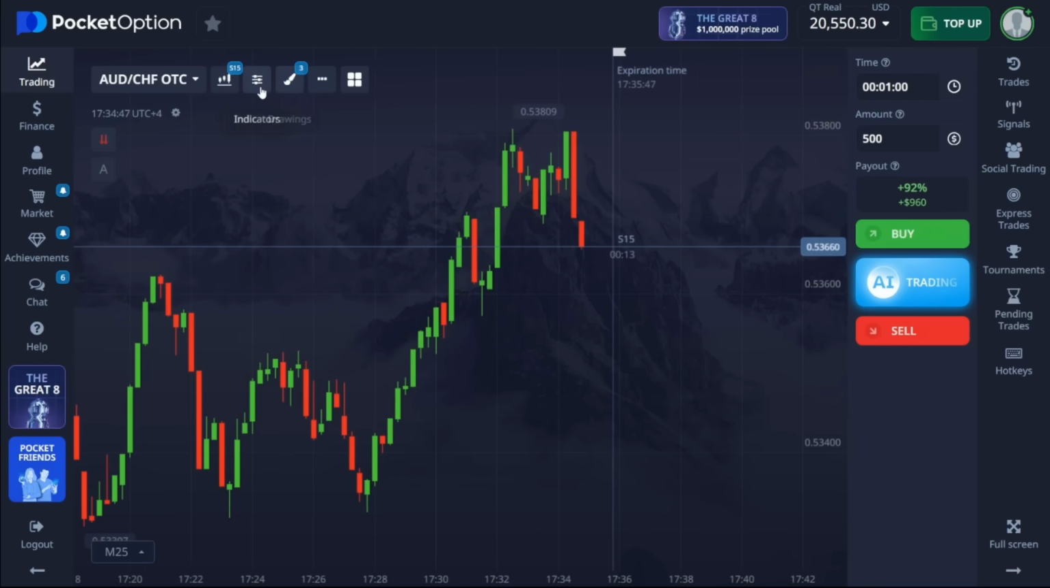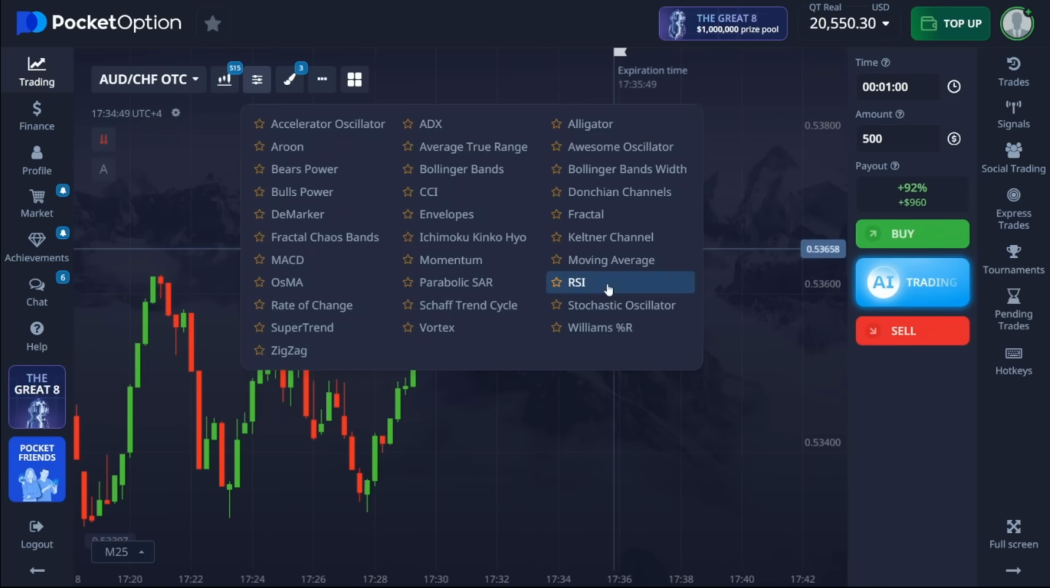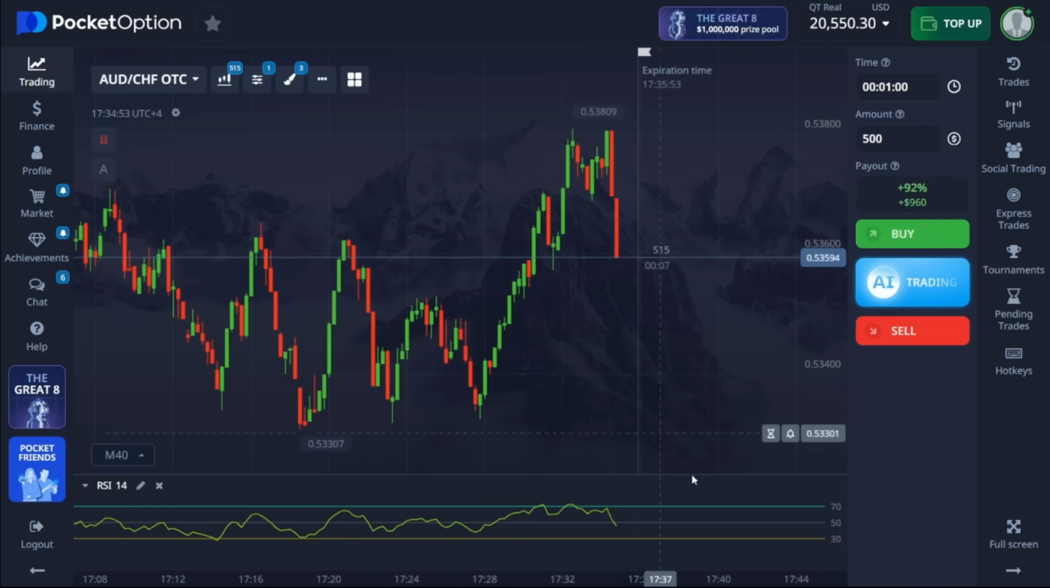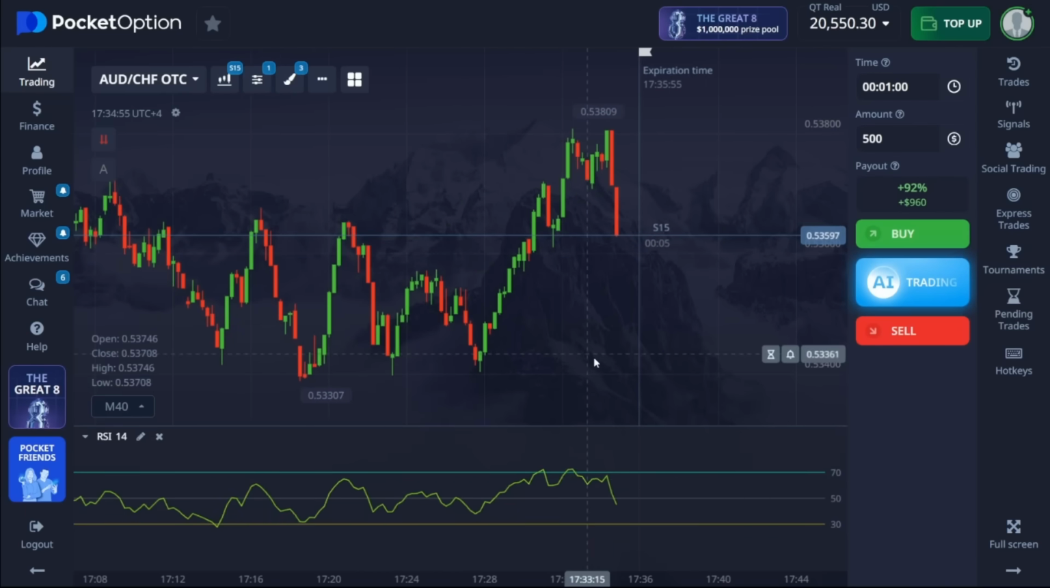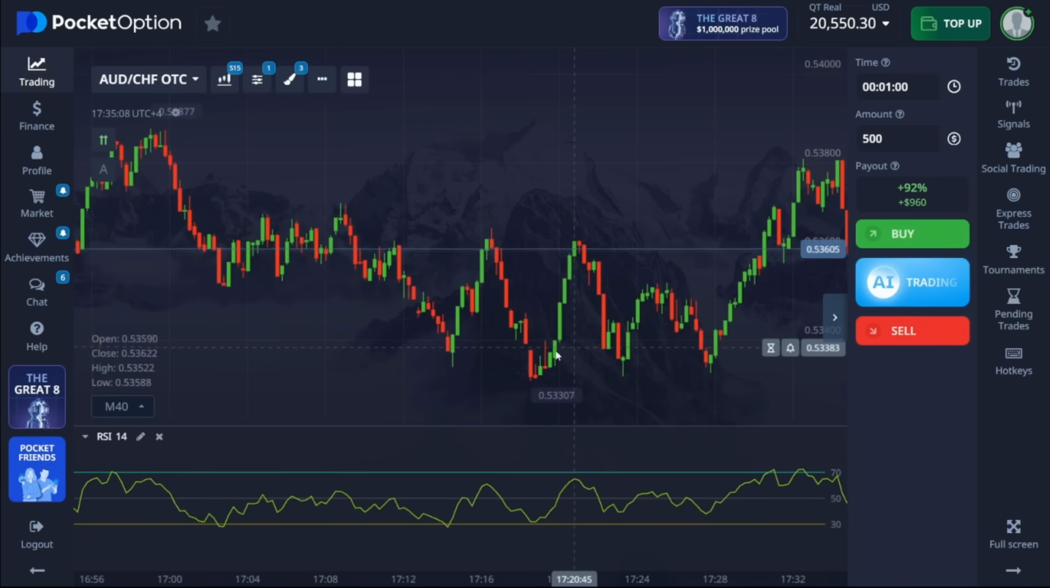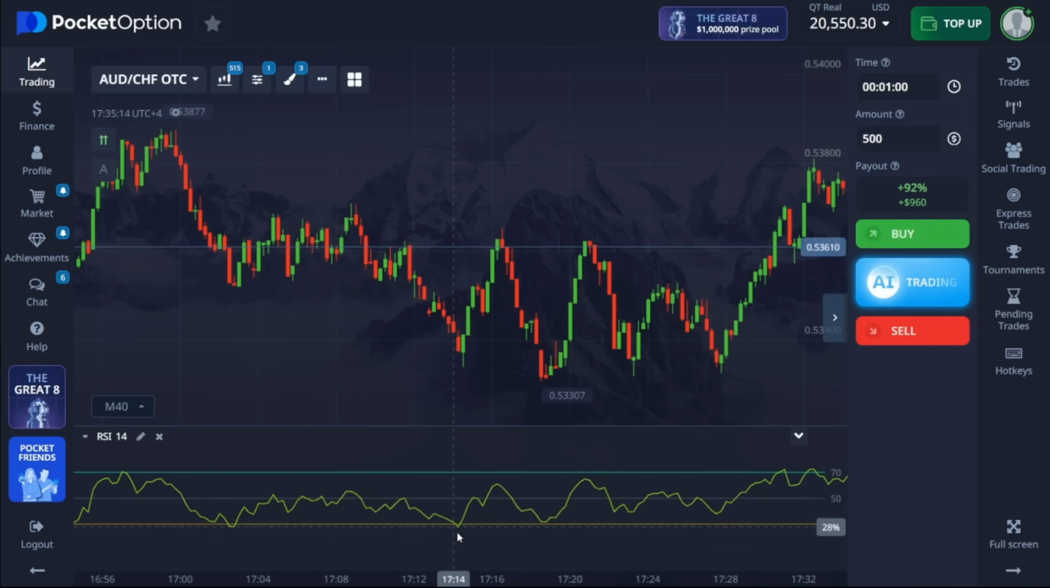Let's start by adding the first indicator, RSI. It's very simple to use. You'll see two zones on the chart, the upper and lower ones, marked by 70 and 30. I'm watching for RSI to cross one of these levels. For example, right here, the price dropped below the 30 level. I'm marking it with a vertical line to make it clear.